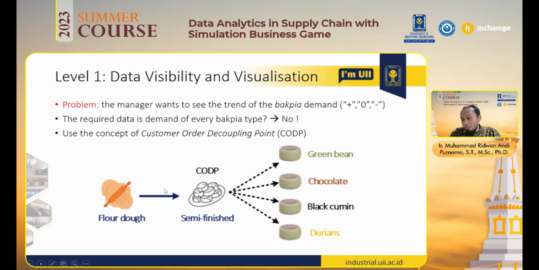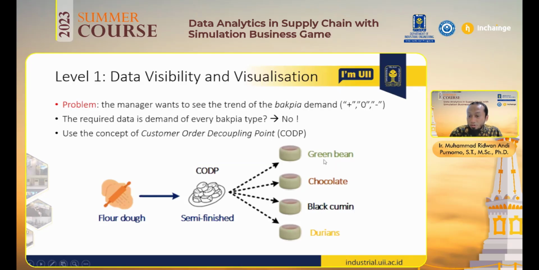This is still general. Even though we have 5 different bakpia tastes, until CODP, customer order decoupling point, which is this point, the process to produce every bakpia taste is still the same. But after this, we have different processes in order to produce different bakpia. This point is called the customer order decoupling point.